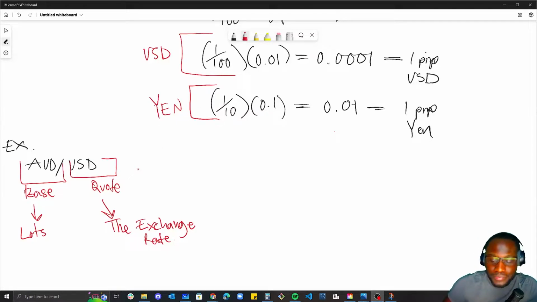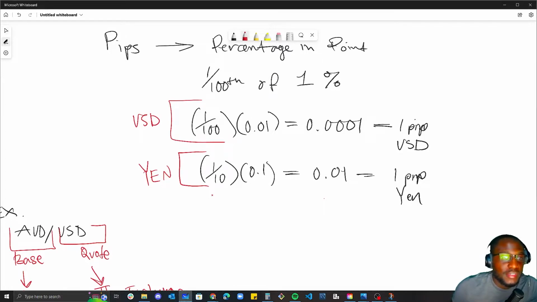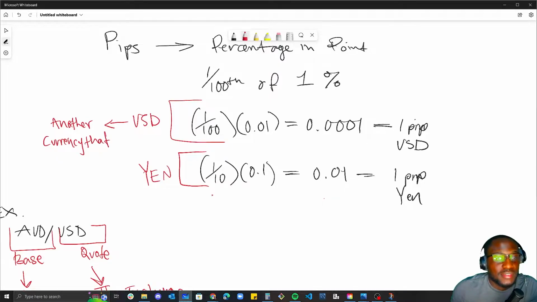So I just like to come back here and reiterate that this USD could be any other currency that isn't the yen. And this is the yen.